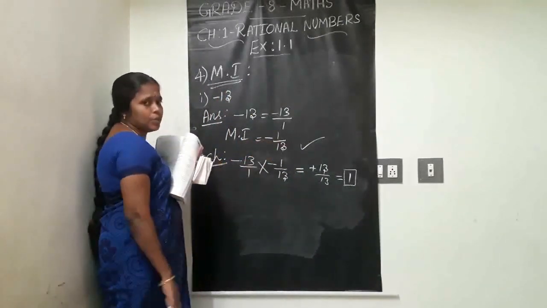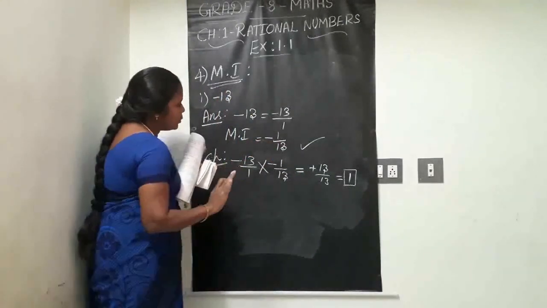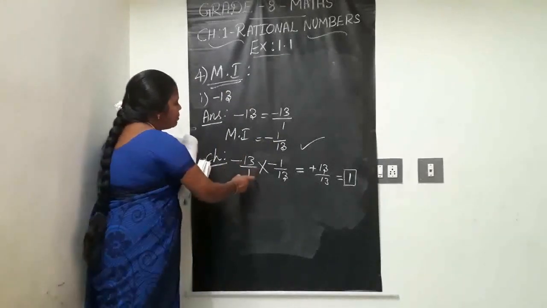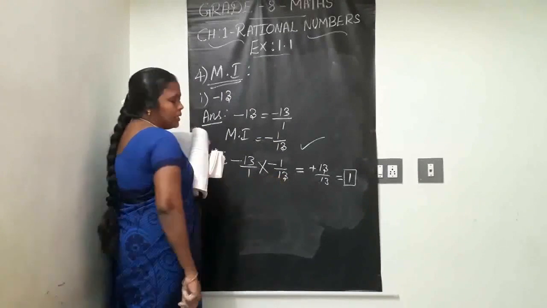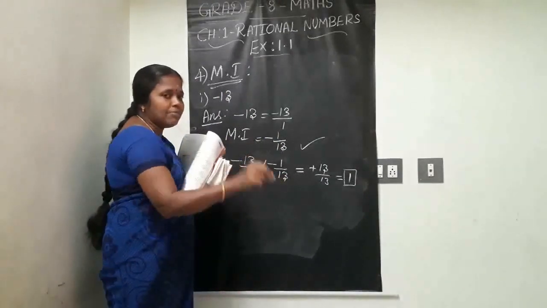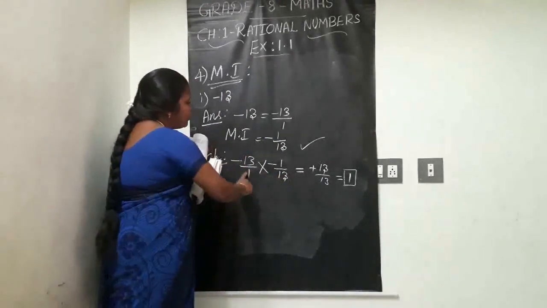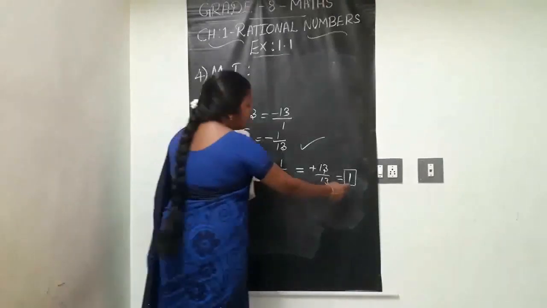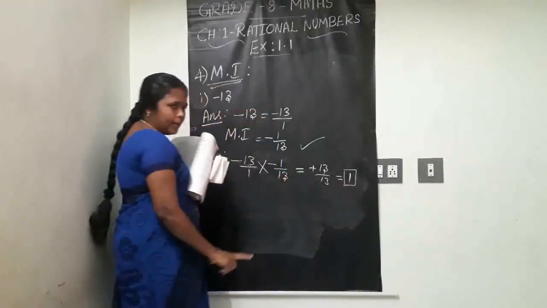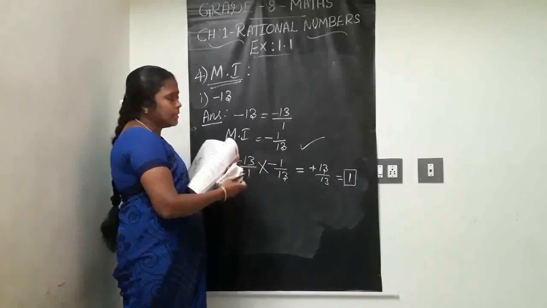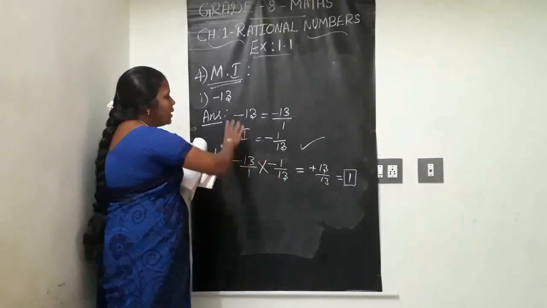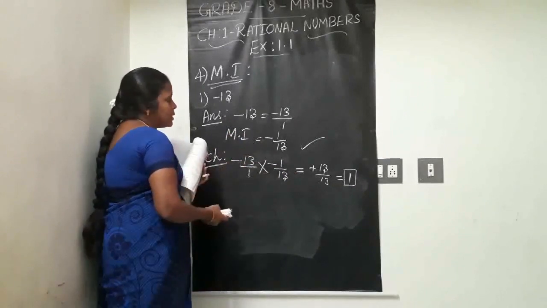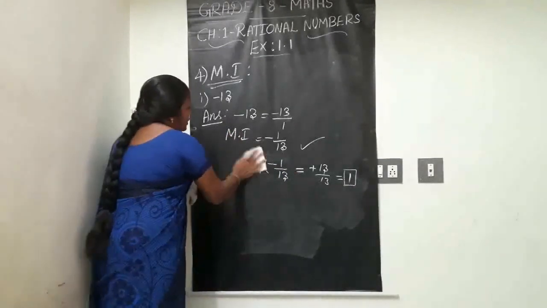This is the procedure. Clear children? What we have to do? You have to multiply the given rational number by its reciprocal. Reciprocal is the other name of multiplicative inverse. If you multiply both, definitely you have to get the answer 1. That means your sum is correct. Clear? Here, for checking purposes, I have done this step. You can write it this way in your classwork neatly.